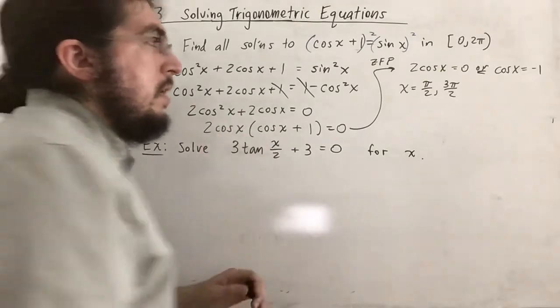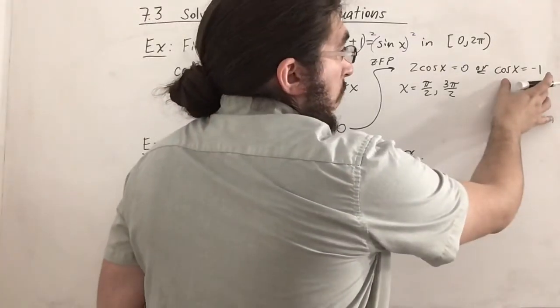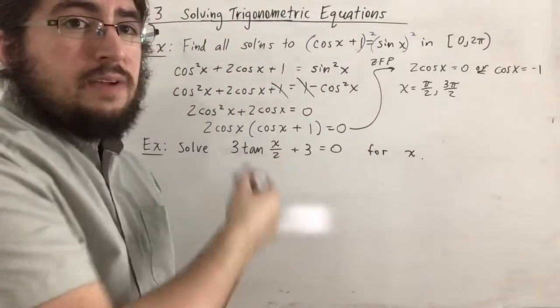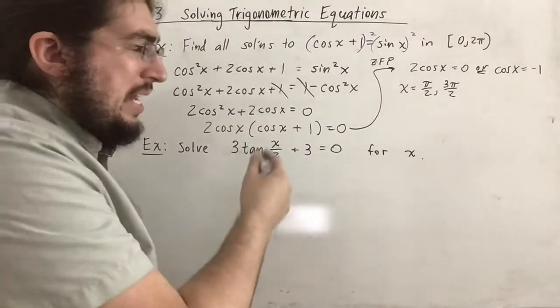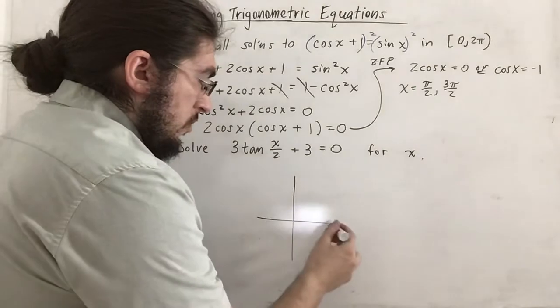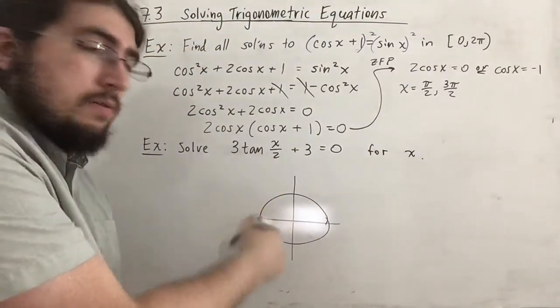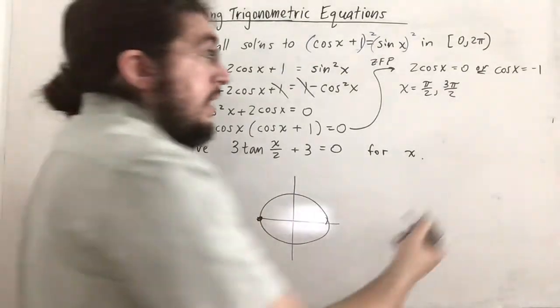But anyways, here, when is cosine equal to negative 1? Remember, cosine is the x value of points on the unit circle, and the x value of points on the unit circle would be negative 1 only over here, which is 180 degrees rotation, which is just pi.